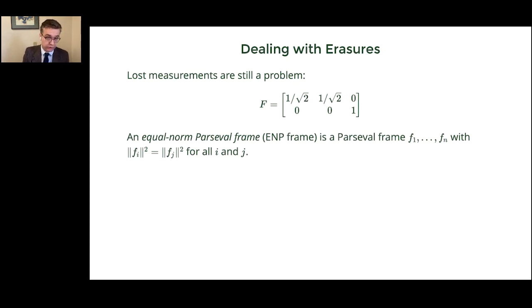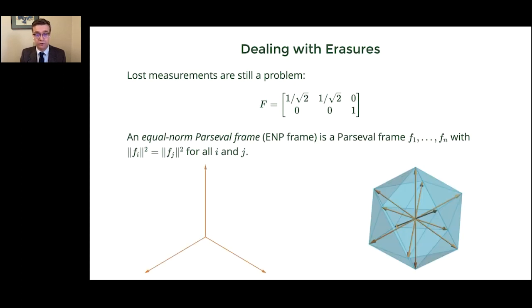Now, if it was an orthonormal basis, of course, all these column norms could be equal to 1. They can't be equal to 1 here. Oh, so here's a couple of pictures. The one on the left is a Parseval frame of 3 vectors in R^2 or C^2, which for obvious reasons is called the Mercedes-Benz frame. On the right, these are the vertices of a regular icosahedron, and that's a nice equal norm Parseval frame in R^3.